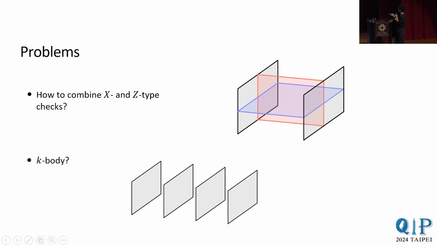Sorry. Great, so now that we've seen that, we still have a couple of issues to solve because we need to combine X-type checks and Z-type checks. The problem is that lattice surgery patches for these 2 types do not commute. So here you have an anti-commutation, and there you have an anti-commutation, if you have a ZZ on those 2 patches and an XX on those 2 patches. And it's also not entirely clear how to do K-body checks.